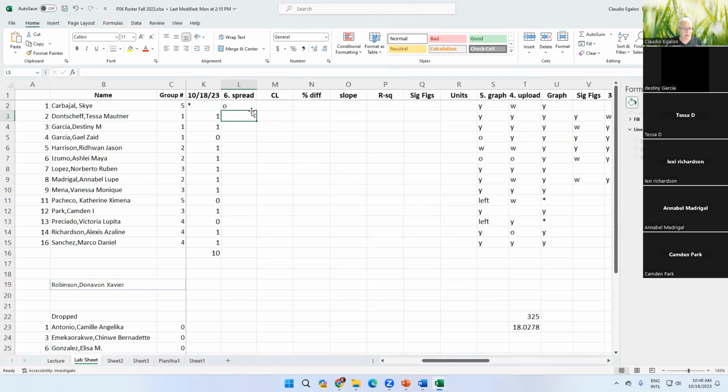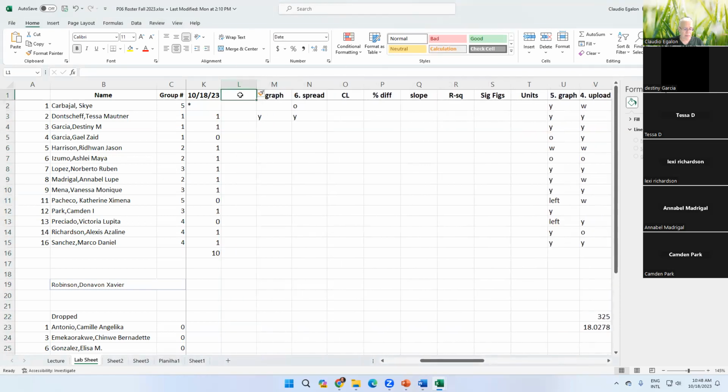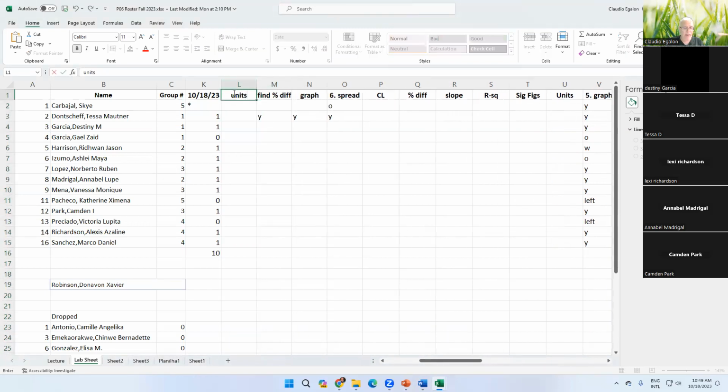Tessa, did you get the spreadsheet? Did you download the spreadsheet? Yeah. Okay, the next question is, did you plot the graph? Yeah, I did the 2 graphs. The 2 graphs, okay. Next, find percentage difference. Did you find the percentage difference for the slope and the intercept? Yeah. Yes, Joe? Are you done? I just haven't filled out the units and the confidence level. Okay, so next here is going to be units. You're working on the units, right?